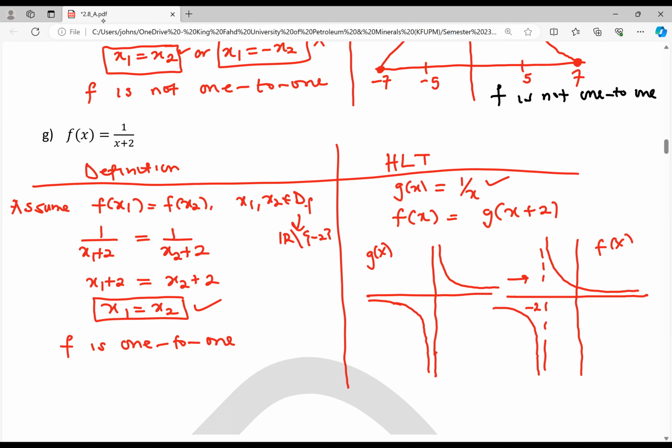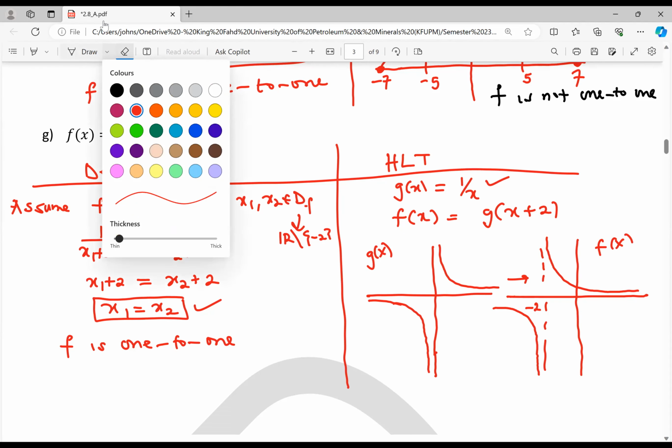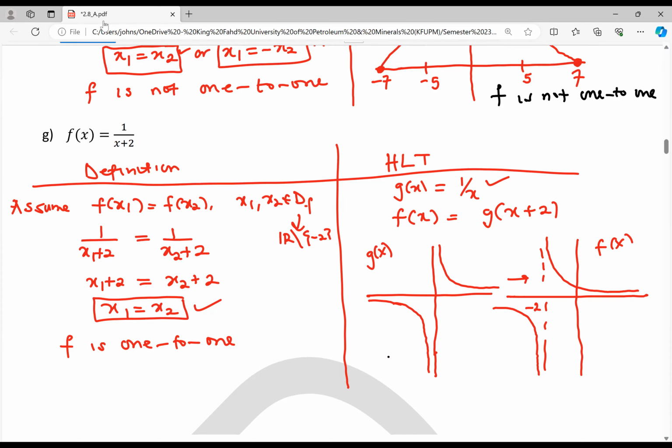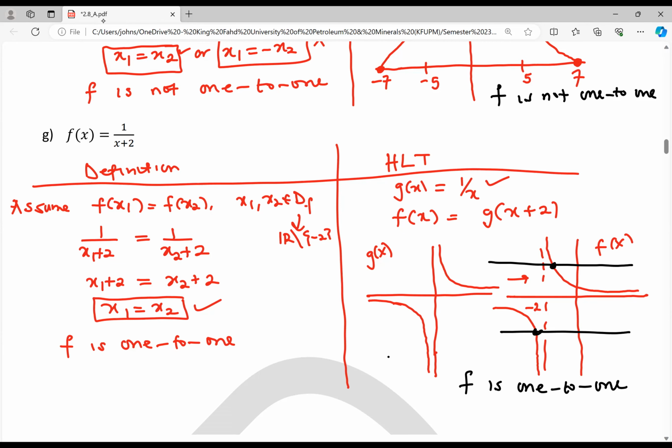So clearly you can see, will it fail? No. It's going to satisfy the horizontal line test, because if you go this way, you go this way, this is only crossing at 1 point. So we can conclude that f is 1 to 1.